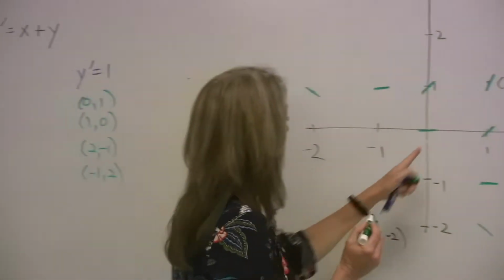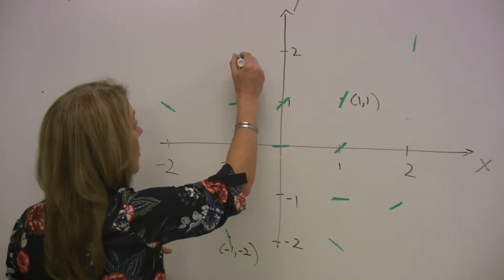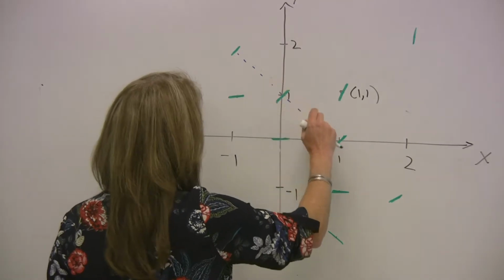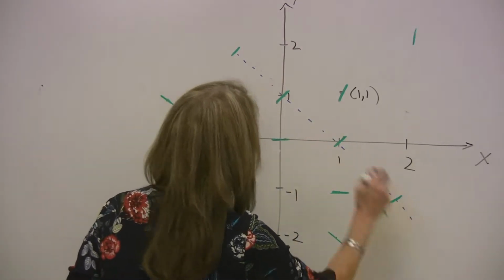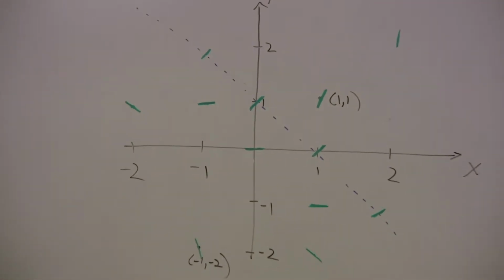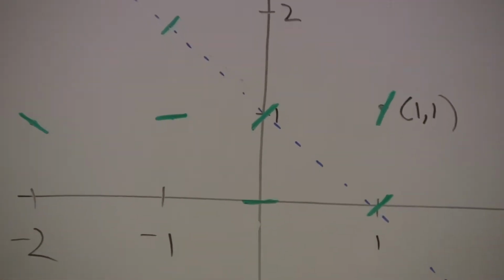I also have negative 1, 2, it's up here. I'm going to draw it real faint. If you imagine this little line right through here, this line is not part of the graph, I just want you to see it. If you imagine that blue line, do you agree that every point on that line has a slope of 1?